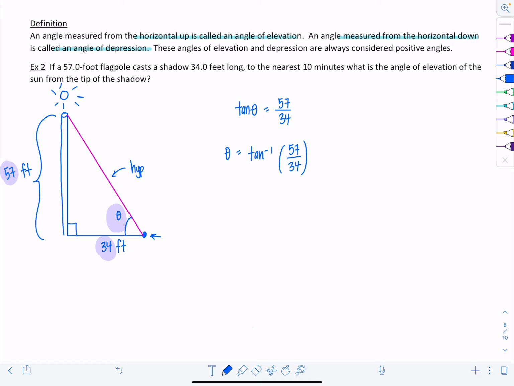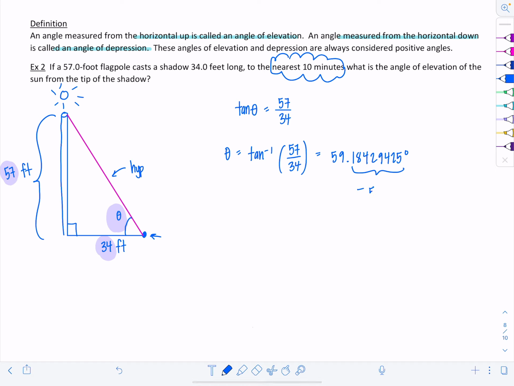Okay, so tan inverse of 57 divided by 34 is about 59.18, and it keeps going, 429.425 degrees. Now they want this rounded to the nearest 10 minutes. So I want to convert this decimal portion to minutes. I don't want to have any rounding error in my calculator.